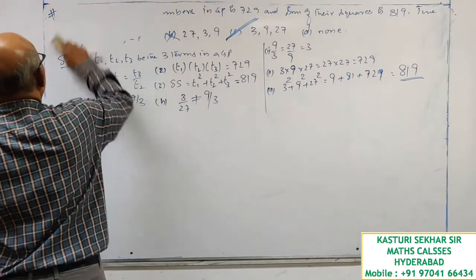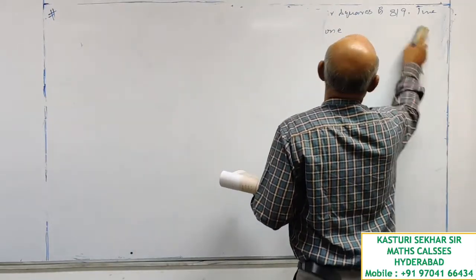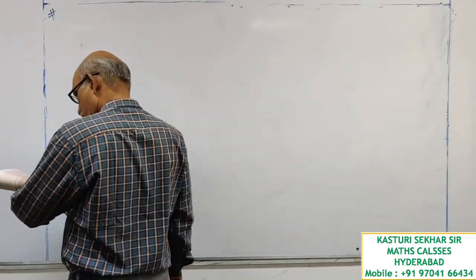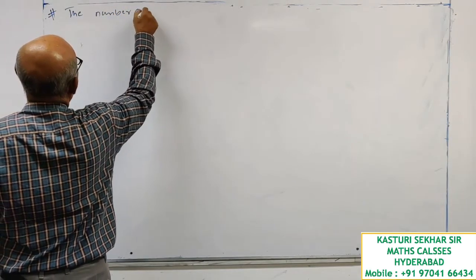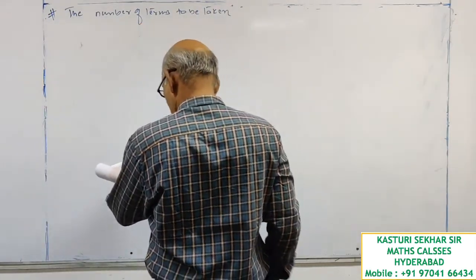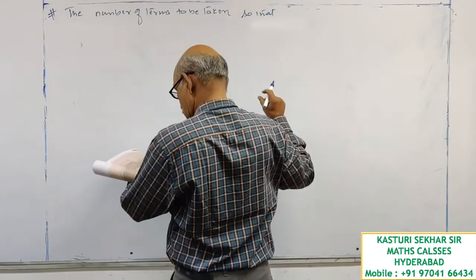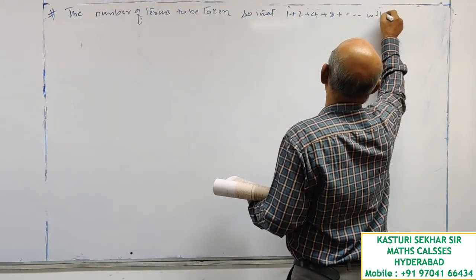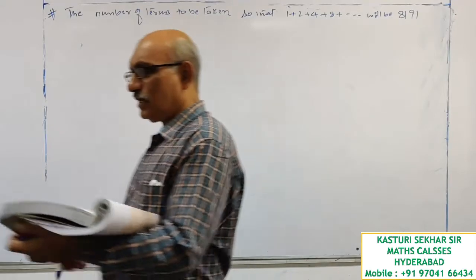Okay, next question. The number of terms to be taken so that 1 plus 2 plus 4 plus 8 plus etc. will be 8191.